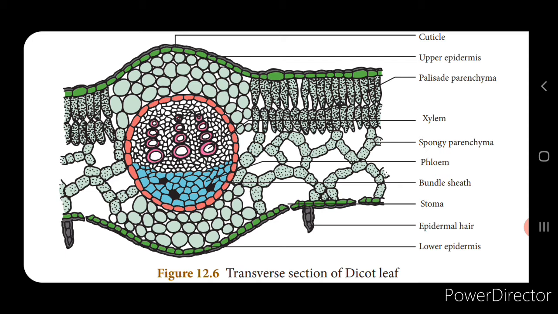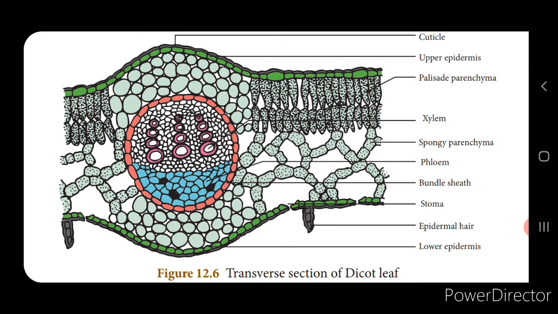The next one is the mesophyll. Now, the cells that are present in between the upper epidermis and the lower epidermis, all the tissues that are present in between, are called the mesophyll. And this is differentiated into palisade parenchymatic cells and spongy parenchymatic cells. Now we'll see what is palisade parenchyma. Look into the picture. It is written as palisade parenchyma.